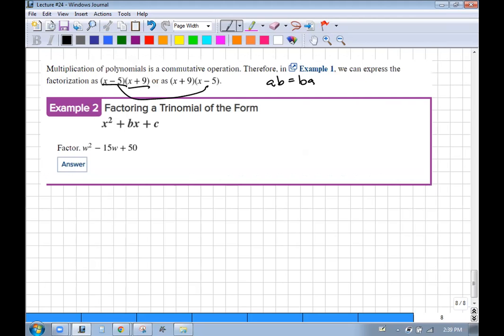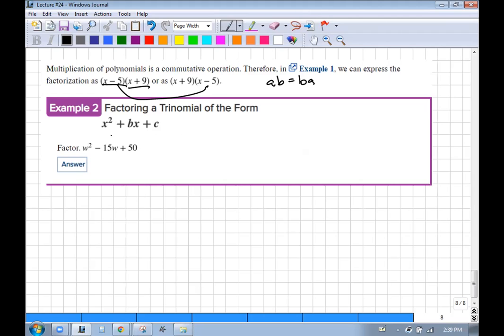Higher level math, that's not always the case, right? When you're multiplying different kinds of objects, because here we use numbers, but in higher level math, you can multiply matrices or dinosaurs or unicorns, and they all have different properties. Okay.